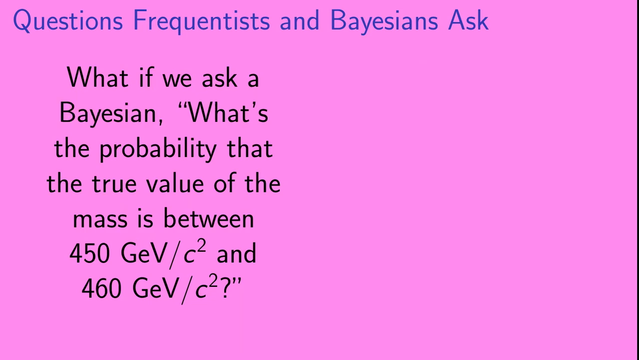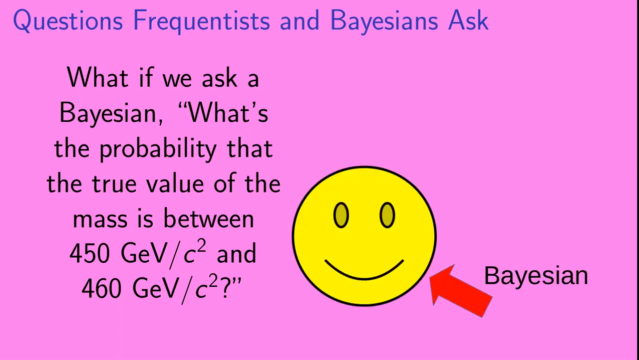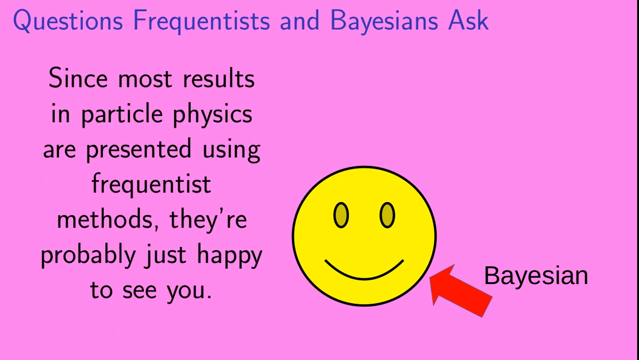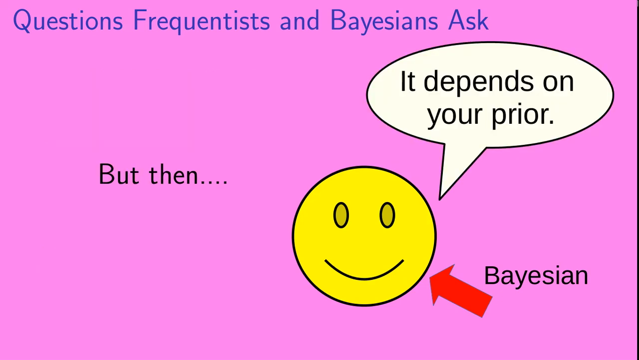Okay, so let's take that same question to a Bayesian. We ask, what's the probability that the true value of the mass is between 450 and 460 GeV/c²? Well, since most results in particle physics are presented using frequentist methods, they're probably just happy to see you. But then they say, it depends on your prior.